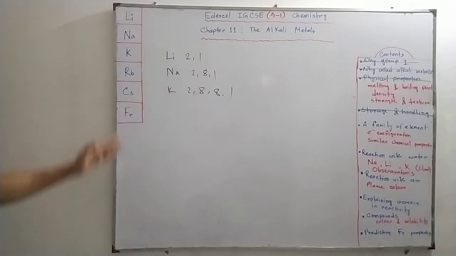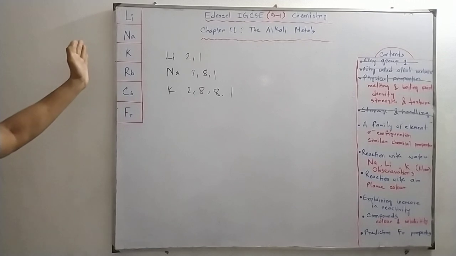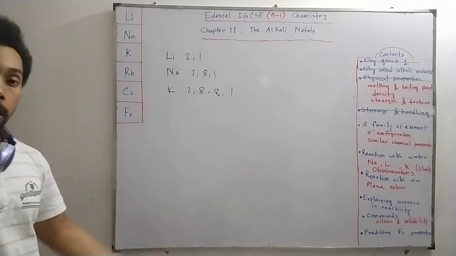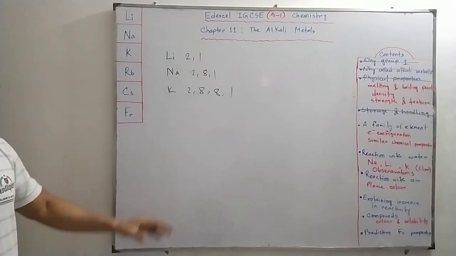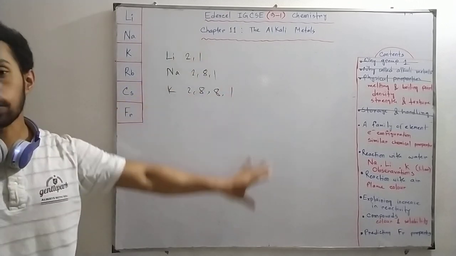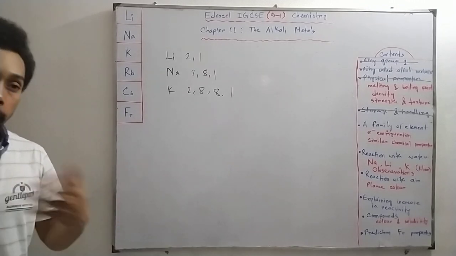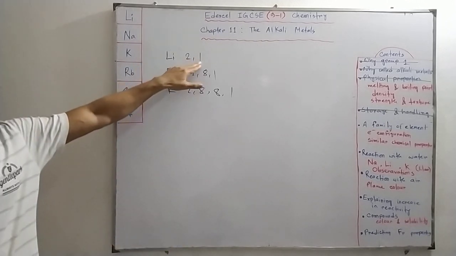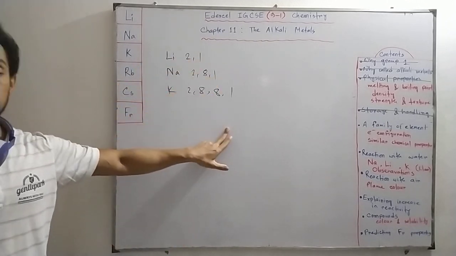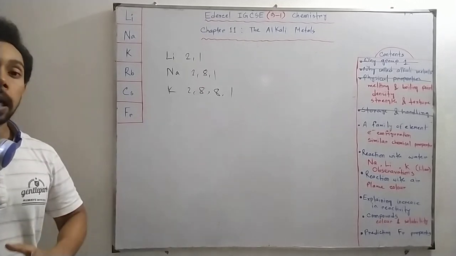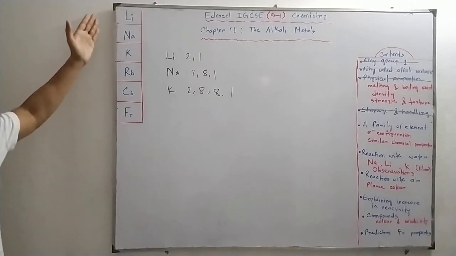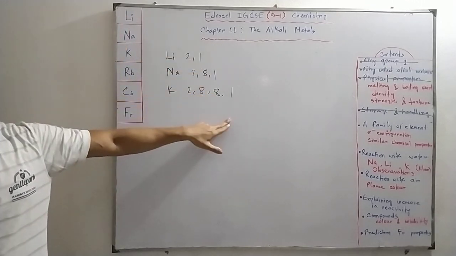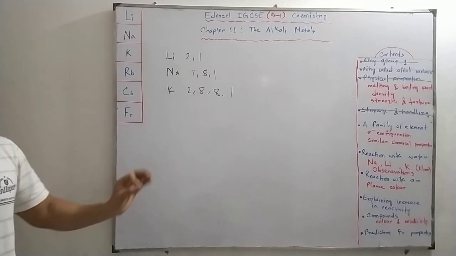Now you can see that all these elements have one electron in their outer shell, and we have already learned that it is the number of electrons in the outer shell that actually determines the reactivity, or the way an element reacts. The number of electrons in the outer shell determines the way an element reacts. So since all of them have one electron in their outer shell, they react in a similar way.